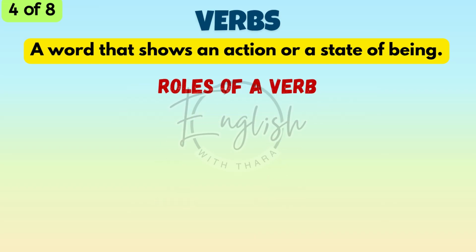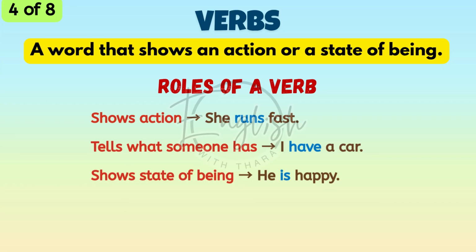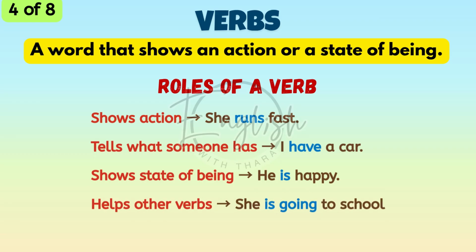Now, let's look at the roles a verb can play in a sentence. First, a verb can show an action, like in, she runs fast. Next, it can tell what someone has, as in, I have a car. Then, it can show a state of being, for example, he is happy. And finally, verbs can help other verbs, like in, she is going to school.